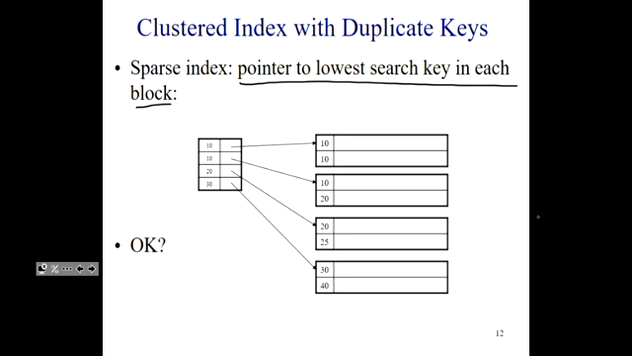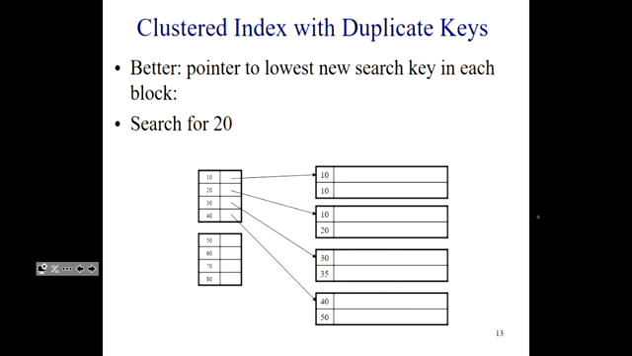You're not pointing to the first 20 that exists. Exactly, right? So saying that, hey, I'm going to have a pointer to the lowest search key in each block is not going to be sufficient, because you are not pointing to the first instance of 20. Ideally you would like to point to the first instance of 20 so that you can start scanning from that point. That's not what is ensured by this. So how do we fix this?